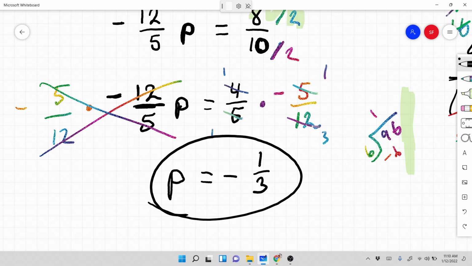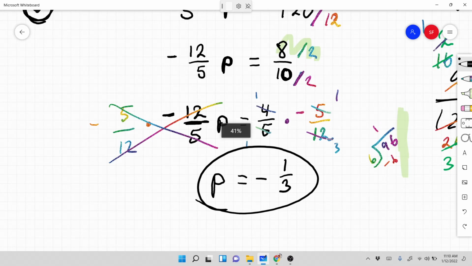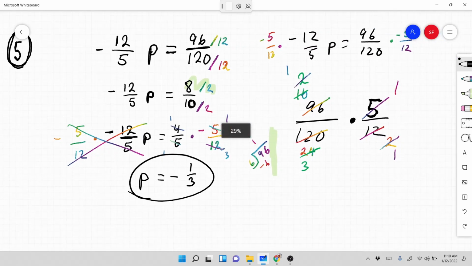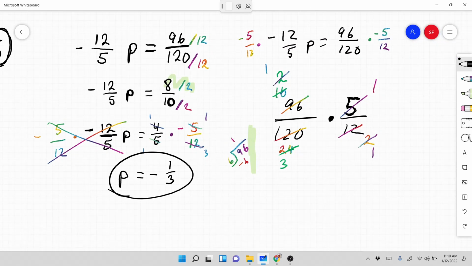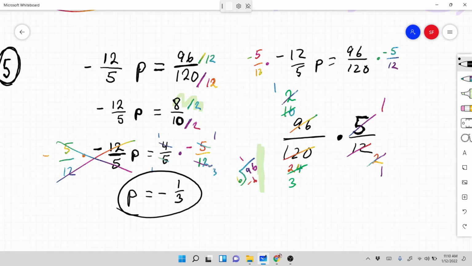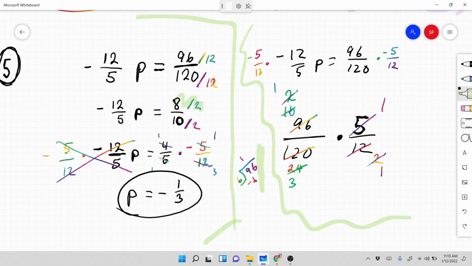Okay. So there's our answer. And this on the left side is how I got the answer. This is some scratch work for another way to get the answer. Any quick questions? Because I'm about to write some homework on the board.